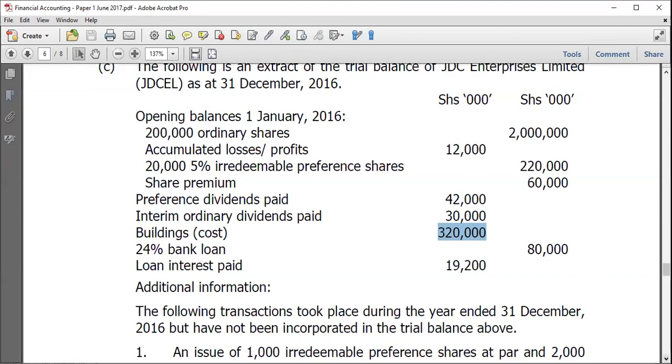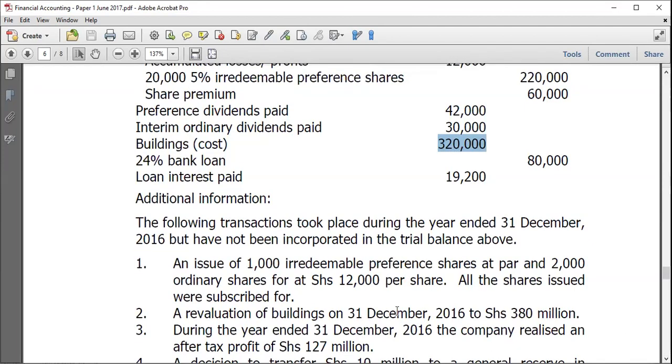And now when you come down, they're telling us that the revaluation on building on 31st December 2016, it was revalued to 380. So ideally what that means is that we have to increase the value to 380. But within the statement of changes in equity, we only record the difference, because the accounting entries for revaluation are: debit the asset, so we shall debit the building with the 60, so that the building moves from 320 to 380, and then we shall credit our what? Our revaluation surplus account with the difference. So that is one of the things that you basically need to do when it comes to that.